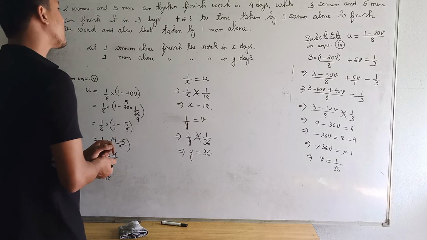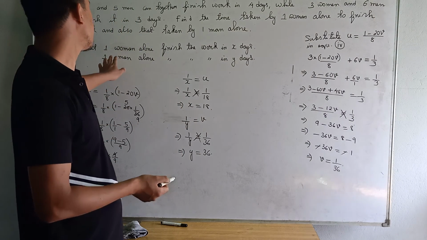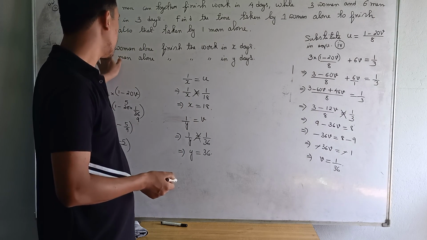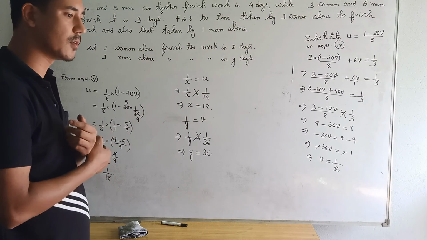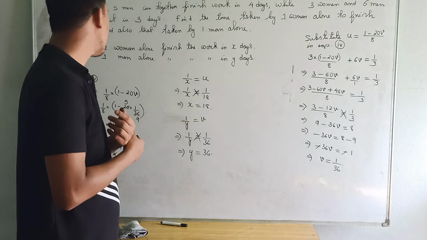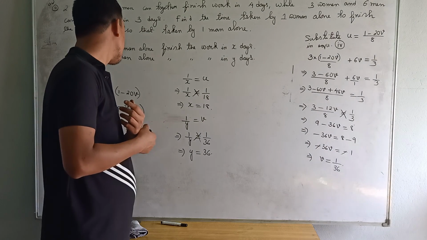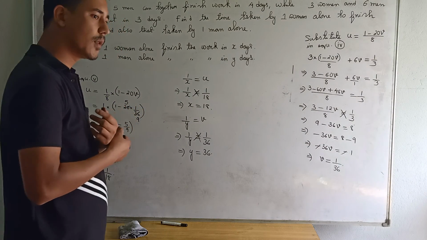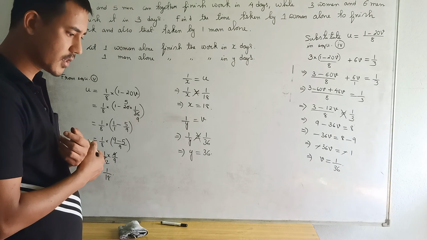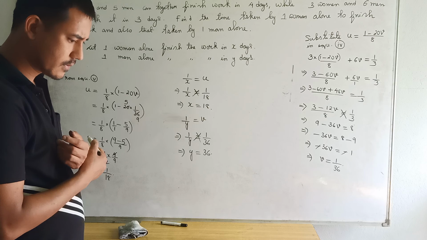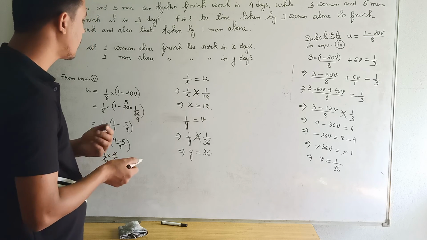Now what does x represent? x represents the number of days taken by one woman alone to finish the work. And y represents the time taken by one man alone to finish the work. Okay, the answer is correct. You check the answer once. I think it's correct.